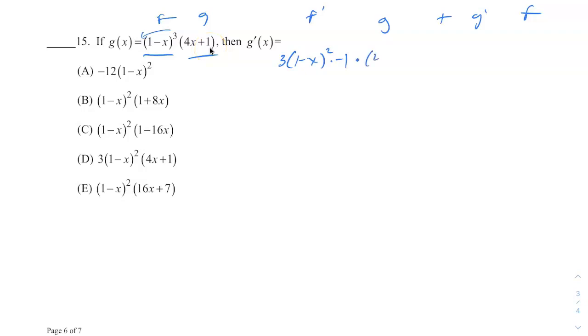So times parentheses 4x plus 1, plus the derivative of the second one. The derivative of this guy is easy, that's just 4, times f left alone. So (1 minus x) cubed on the outside. Very important, I don't mess that up. Now, you should know right away, I don't see my answer here anyway.